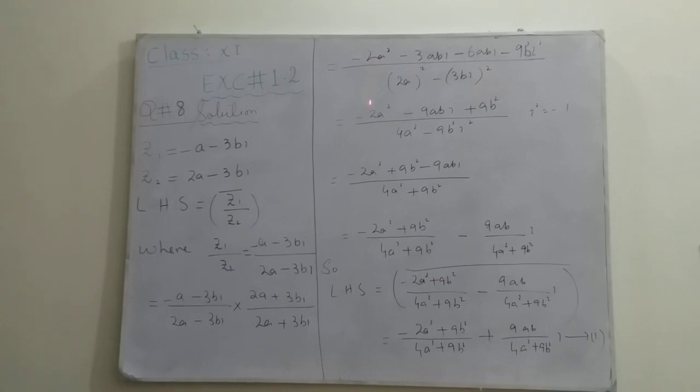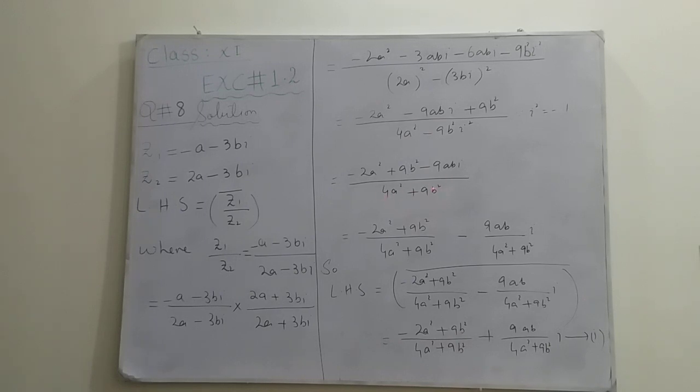So here -3abi - 6abi is equal to -9abi, and here i² equals -1, so minus minus plus 9b². For the denominator, we have 4a² - 9b²i². Again i² is -1, so it becomes +9b². Now we will write real with real. We have -2a² + 9b². Then write down the imaginary part, and in the denominator we have 4a² + 9b².